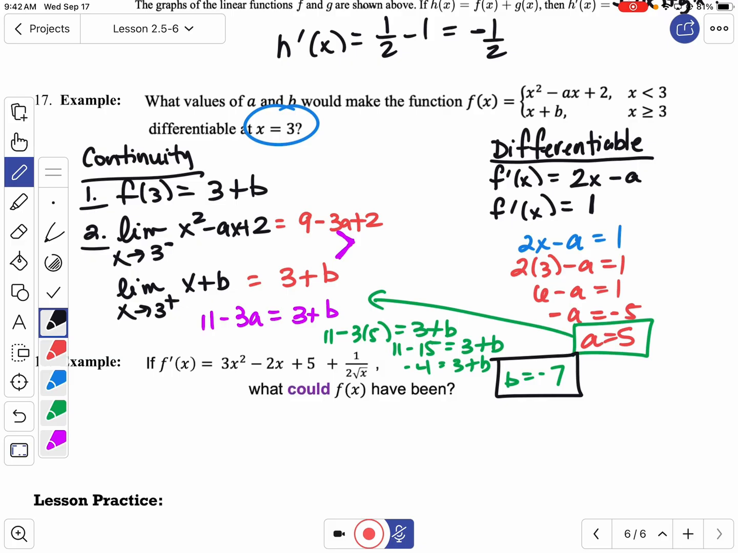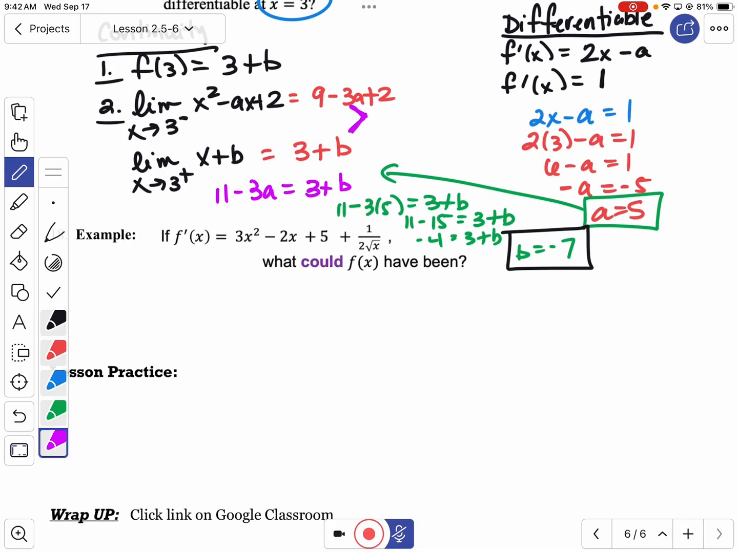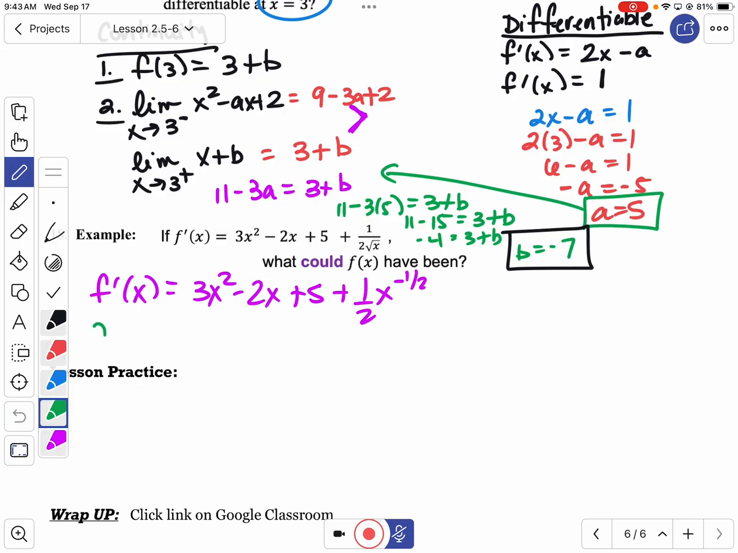Now, 18 is just for fun, all right, just a little extension. This time, they tell me the derivative and ask me what could the original function have been, all right? Can we think backwards enough to figure out what the original function would have been? I'm going to rewrite this for a second. So f prime at x is 3x squared minus 2x plus 5 plus 1/2 x to the negative 1/2, okay? Let's see if we can think backwards to figure out what f would have had to have been to give me those terms above, okay?